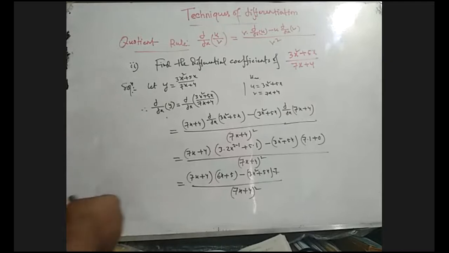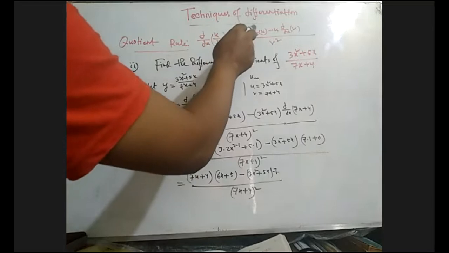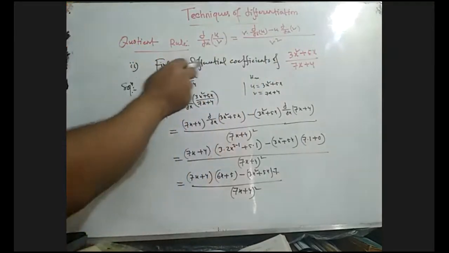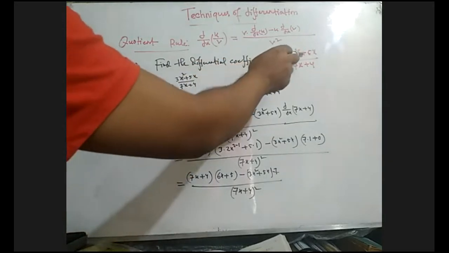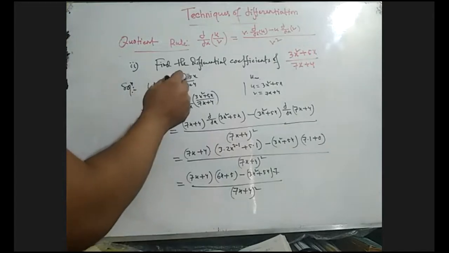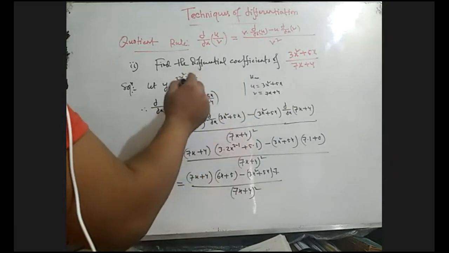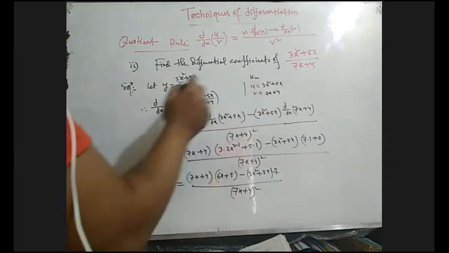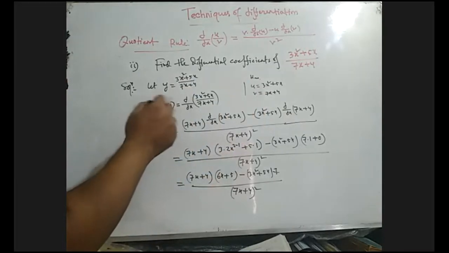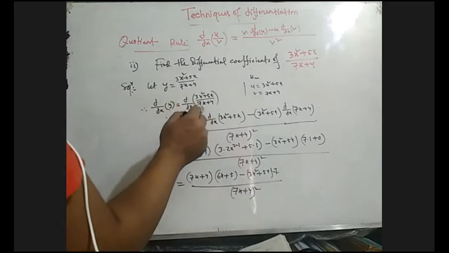So now another example, by using the quotient rule, that means d/dx of u by v equals v into d/dx of u minus u into d/dx of v divided by v squared. So find the differential coefficient of (3x squared plus 5x) divided by (7x plus 4). Let y equal this. Here u equals the numerator 3x squared plus 5x and v equals 7x plus 4. So taking d/dx on both sides.